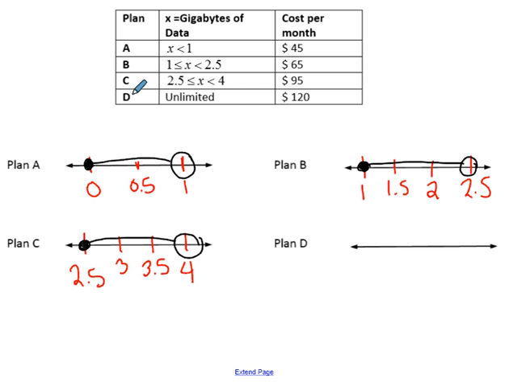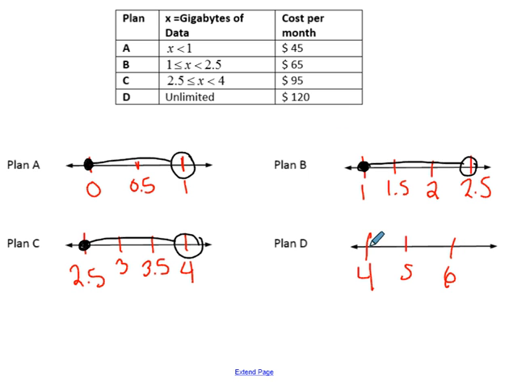Now look at D. D says unlimited. Well, unlimited technically means 0 or above, but we already talked about how if we weren't going to use any data, if we were going to use 0 gigs, I'm sure as heck not going to pay for Plan D. That doesn't make any sense for my budget. So I want to start Plan D when it makes sense, which is where Plan C took off from. So Plan C stopped at 4 gigs, and actually 4 wasn't even included. So I'm going to start this tick mark at 4, and then I'm going to go higher than that, 5, 6, and so on. You can put more tick marks if you want.